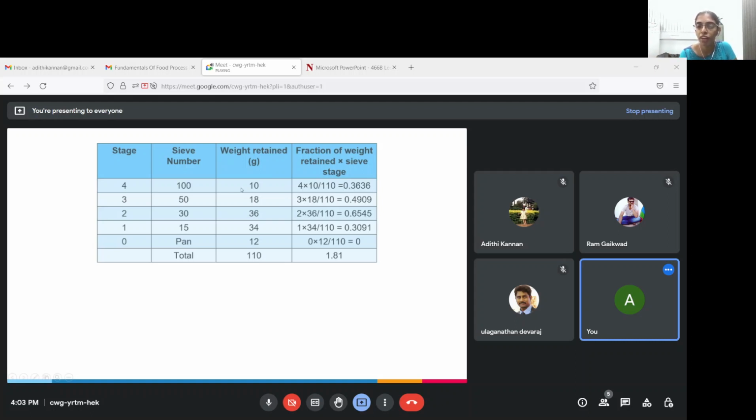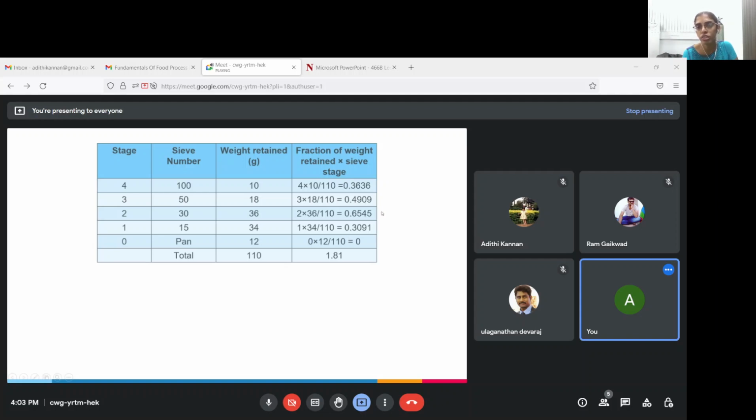But we found out that fineness modulus is sieve stage into the fraction of weight. So you need to multiply the stage into the fraction of weight. In this case, 4 into 10 divided by 110 will give you the fraction of weight retained into sieve stage. Again, 3 into 18 divided by 110 is the fraction into sieve stage. 2 into 36 divided by 110, which is 0.65. 1 into 34 divided by 110, 0.30. And 0 into 12 divided by 110 is 0. So these are the fractions of weight retained into the sieve stage.